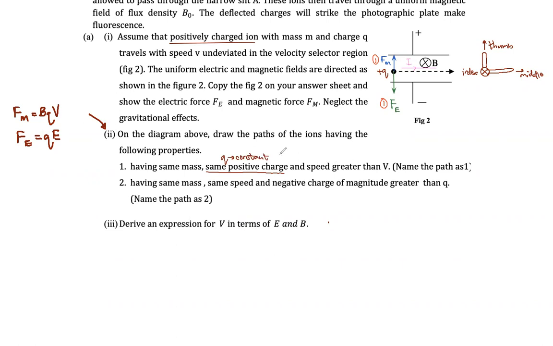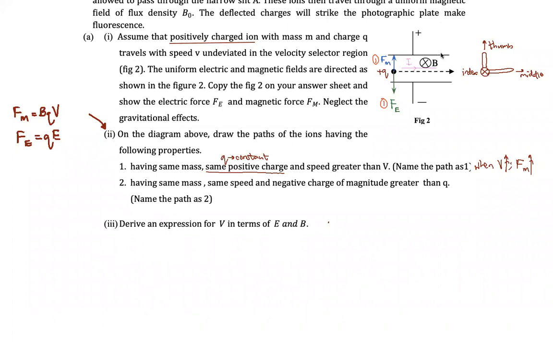Speed greater than v, so speed increases. When speed increases, what will increase? When v increases, what will increase? Magnetic force will increase. So we have an upward force, an increasing upward force, no? It's already entering horizontally towards the right, so we have now an increasing upward force.